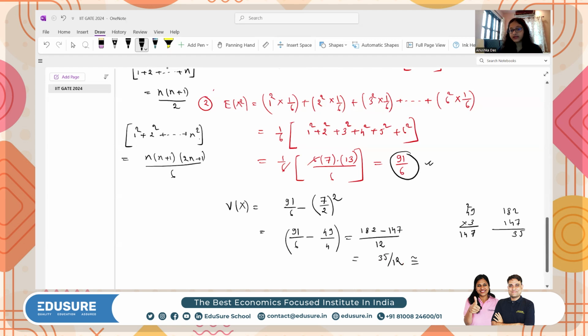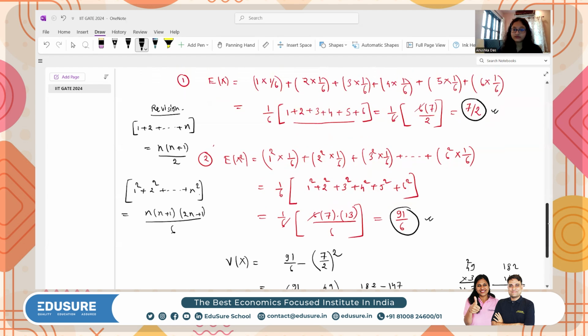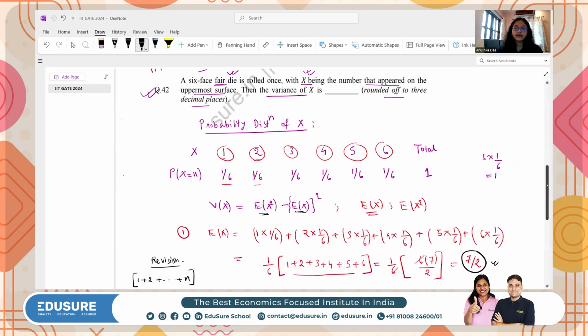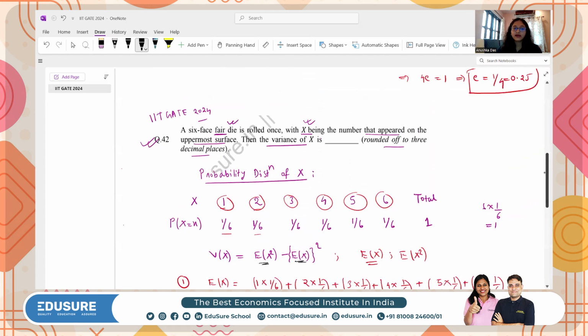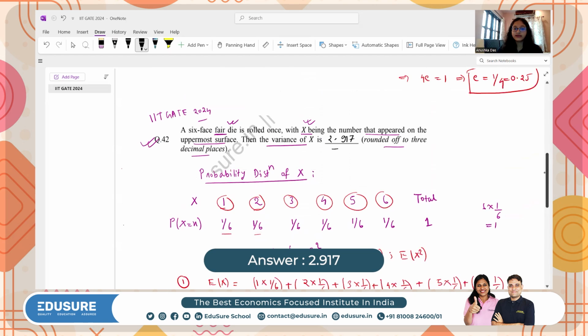And now if you calculate, this will be coming out to be this 2.917. You can do it by yourself. So 35 by 12 will be this. So let's get back to the question. It says the variance of x is dash, rounding off to 3 decimal places. So the answer is 2.917. This is your answer. Thanks for watching.